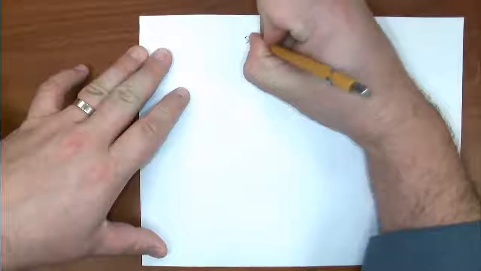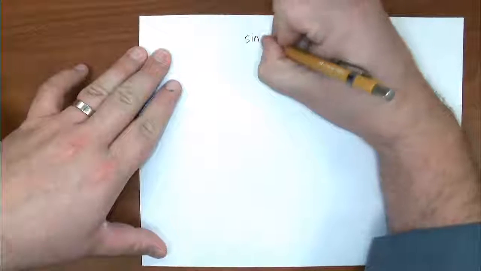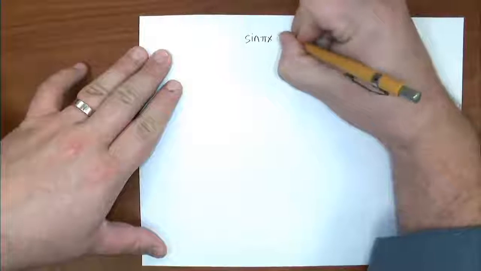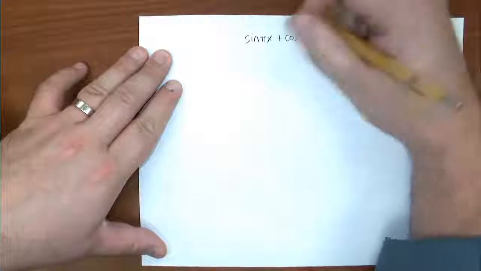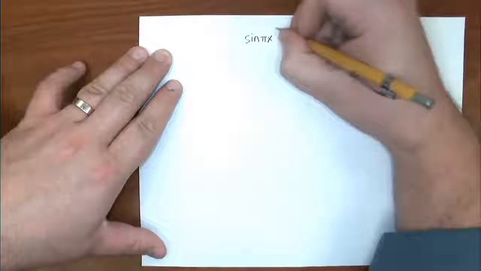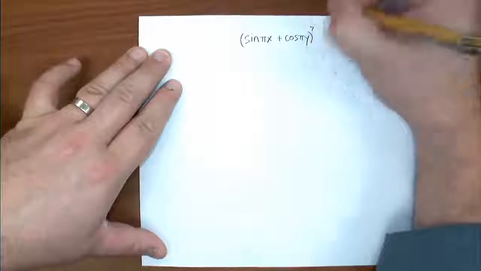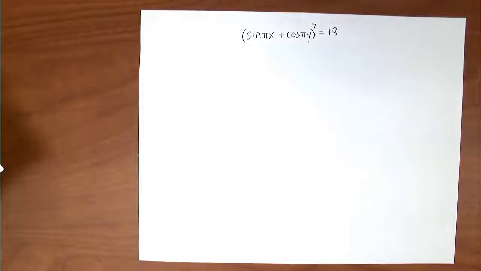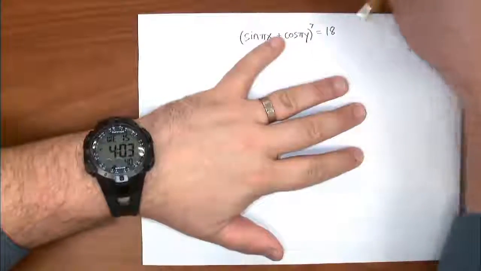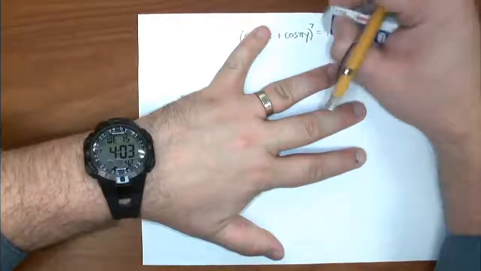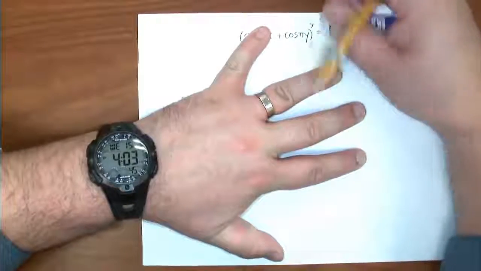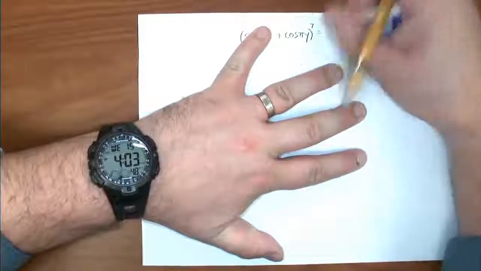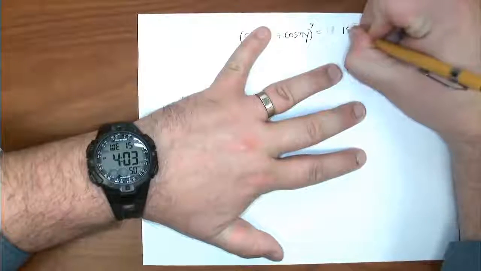All right, so this is a trig example I thought I'd work out as well. So this is sine pi x plus cosine pi y, all raised to the 7th power equals 18. So there's our original function, but let me give myself a little more room here so I don't have to copy that exact same thing down again. So I say like equals 18.